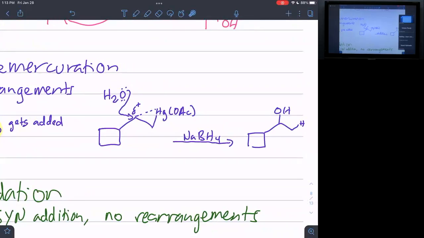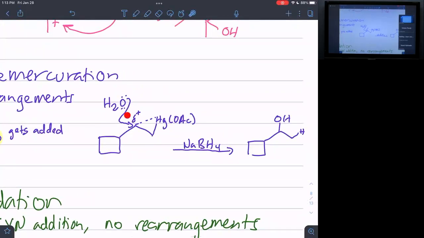And then after that, you get your alcohol attached to the more substituted side, and the mercury attached to the less substituted side. Then you have to do your last step, your demercuration, which is done by NaBH4. All the NaBH4 does is replace this mercury with this hydrogen. There's no stereoselectivity, so it's not going to be syn or anti, it can be whatever. It'll be a racemic mixture, and then there are no rearrangements.